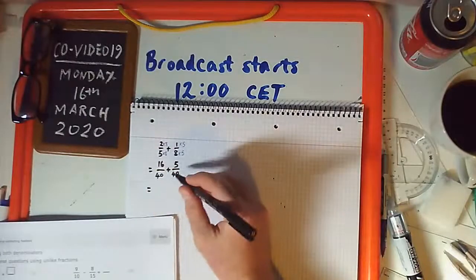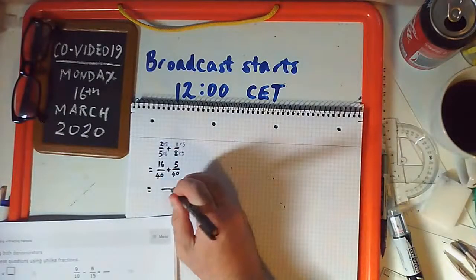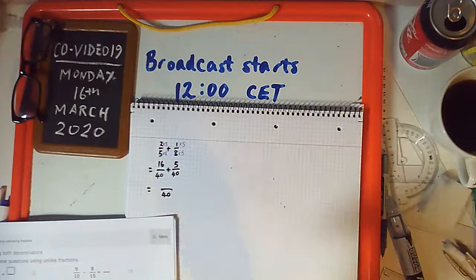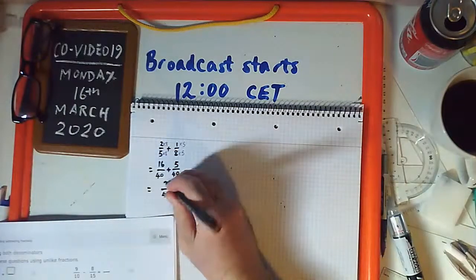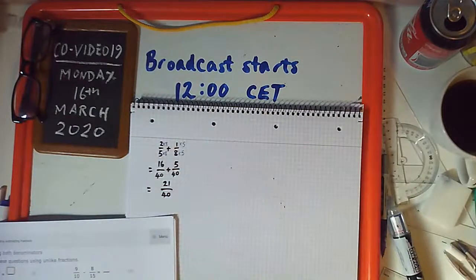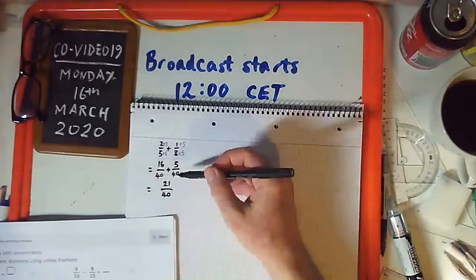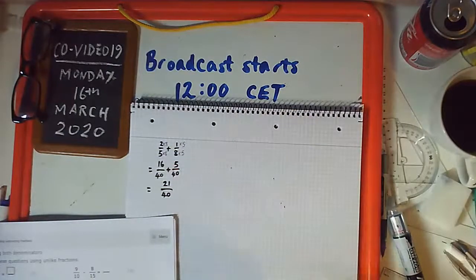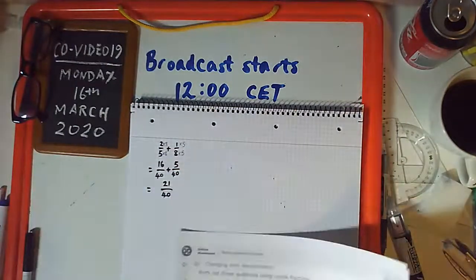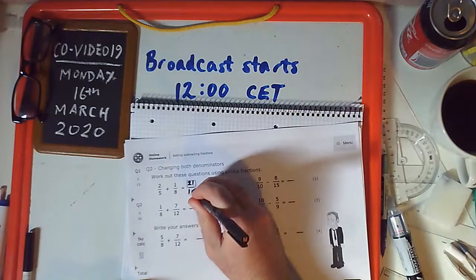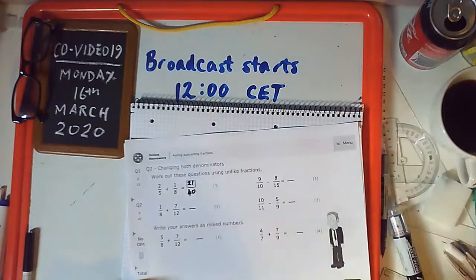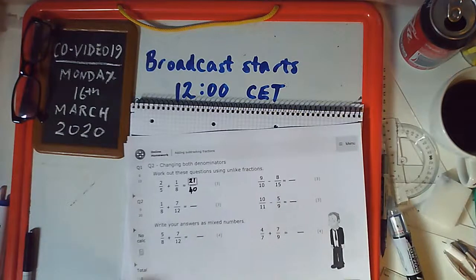So I've got two fractions that are both out of 40. So I can just combine them together into one big fraction, still out of 40. And 16 plus 5 is 21. So it's 21 over 40. So remember, adding and subtracting fractions, the bottom numbers, the denominators have to be the same, and then you just add or subtract the top ones. So that's 21 over 40. So if this was a computer, I'd be typing that in, but because I've printed it out, I'm just writing it in.